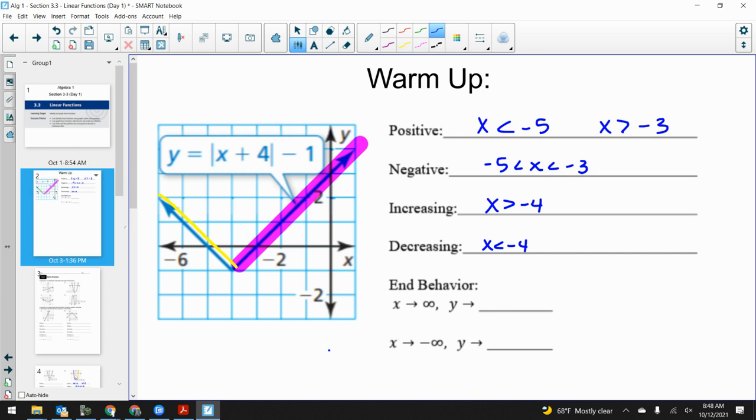Okay, what's happening on either end of this? Solomon? Good. So what do I write on each blank? Good.